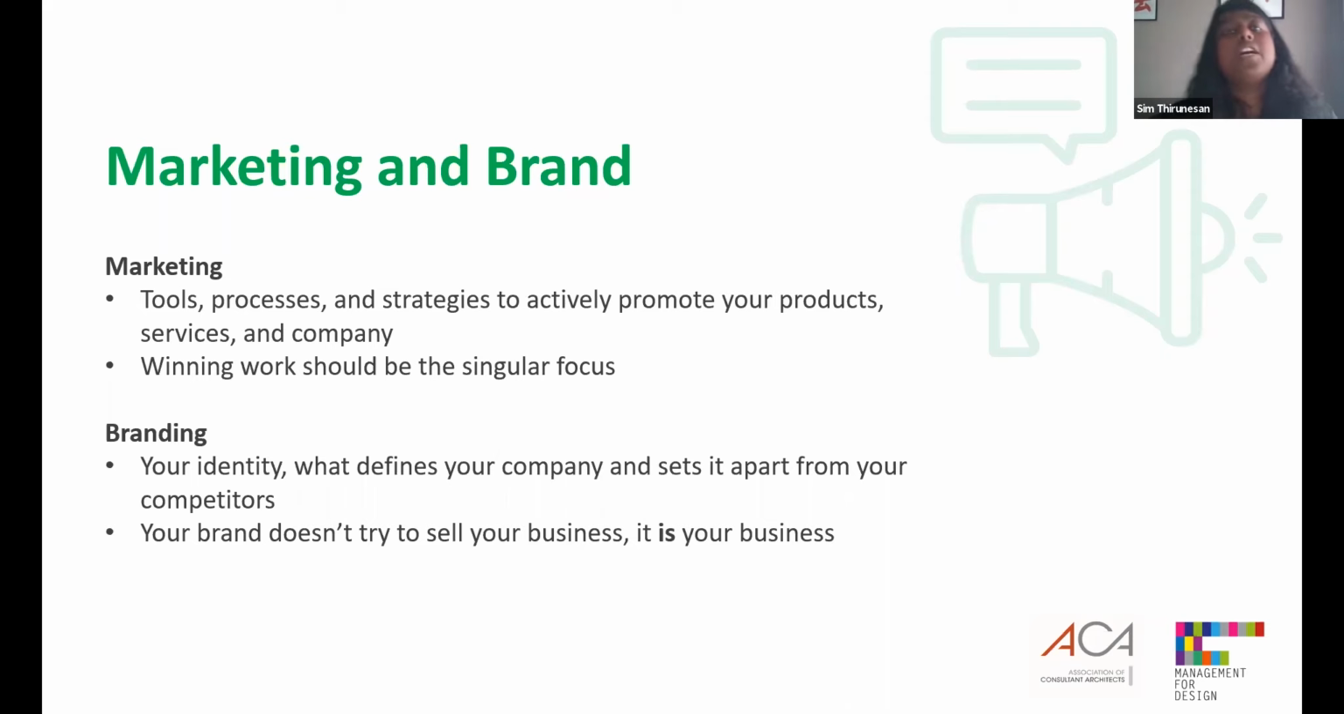So now moving on to marketing and branding. Marketing is a set of tools, processes, and strategies you use to actively promote your service and your practice. Winning work should be a singular focus of your marketing efforts. When evaluating your marketing strategies, you need to assess whether what you're doing is a valuable use of your time and resource, and whether it will contribute meaningfully to the goal of attracting new clients and winning projects.